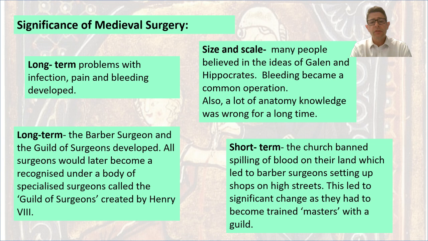In terms of the long term, also the barber surgeon and the guild of surgeons developed. So there was something useful to consider here, a guild of surgeons, which later was expanded by Henry VIII into more of a sort of national enterprise of learning and specialisation. So it helps to improve surgery. In the short term, there's problems about the church banning spilling of blood on holy lands, but that has a short term positive impact, that the surgeons have to go to the high streets and join guilds, which means they start to be trained as master surgeons.